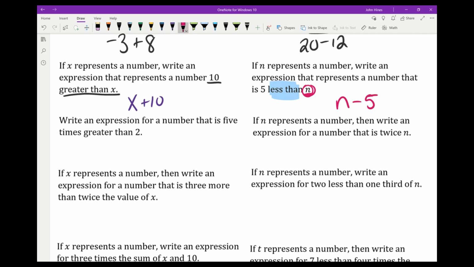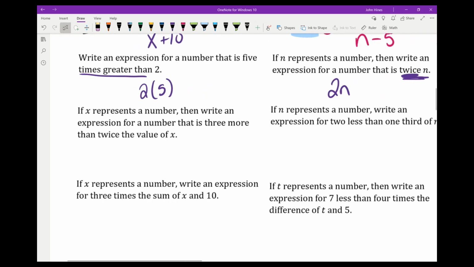N minus 5. Write an expression for a number that is 5 times greater, not 5 greater than, 5 times greater than. So this seems like multiplication. So I'm starting at 2, and I'm doing 5 times that, 2 times 5. Or I could write an expression for twice n. Well, twice, triple, quadruple, you should know what those words mean. Twice means 2 times n. And again, I'm not going to put a x or a dot or parentheses. To represent multiplication, we just don't put anything between the number and the variable. 2n is twice n.